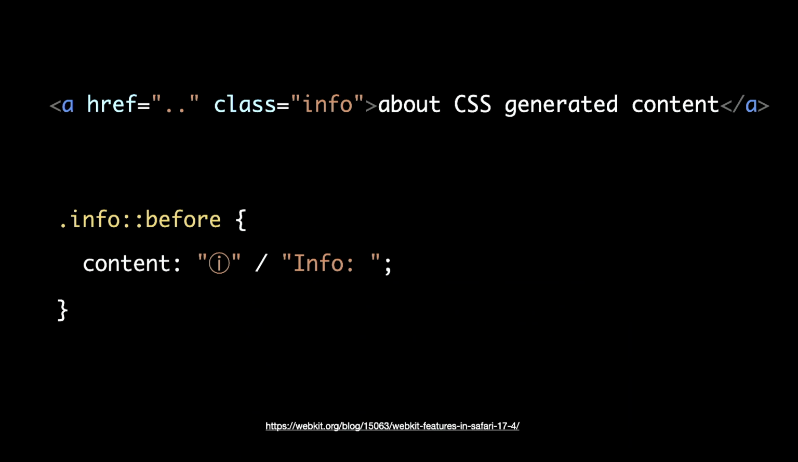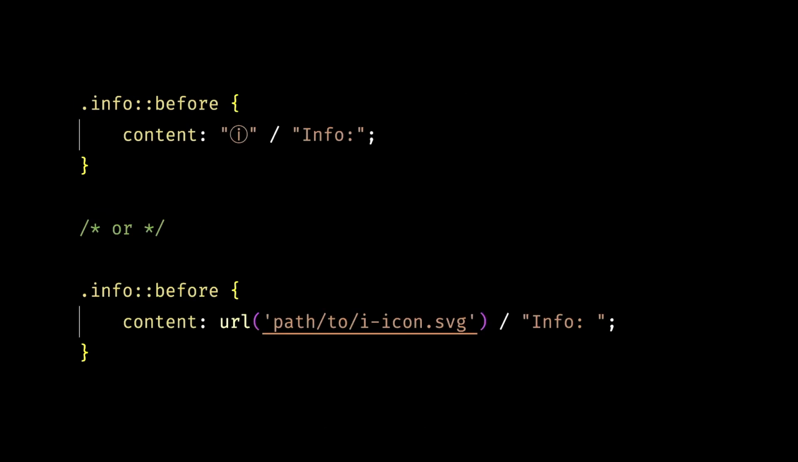So going back to our info icon, the code would look something like this. You have the icon, and you follow it by a slash, followed by the text alternative that describes what the icon is, what it represents. Or alternatively, you might want to reference an external image using the URL function and also give it an alt text after the slash.